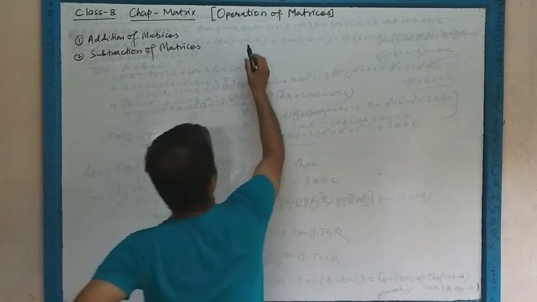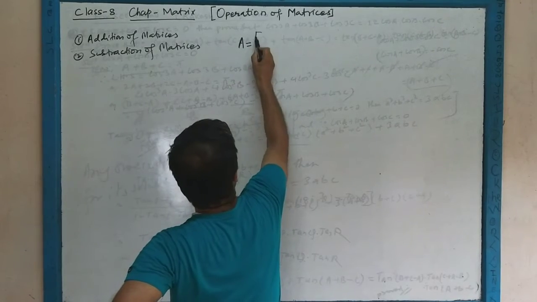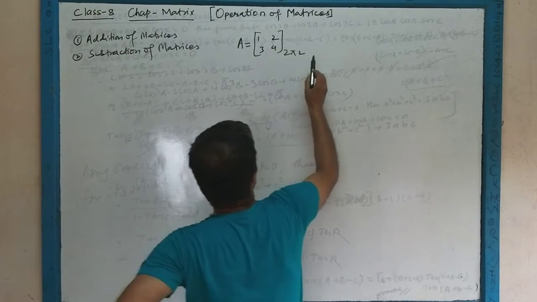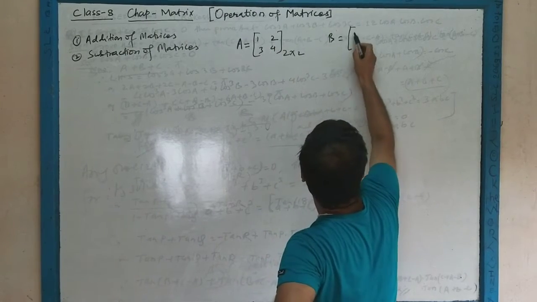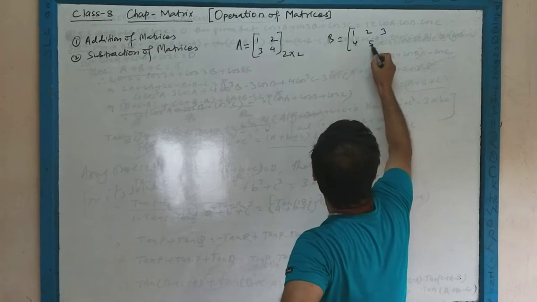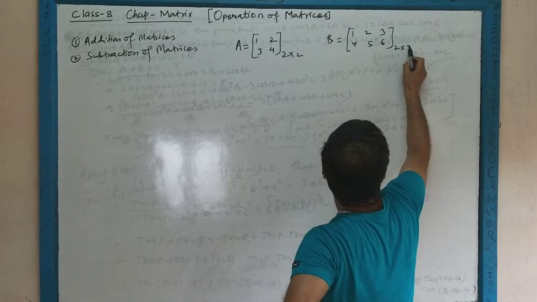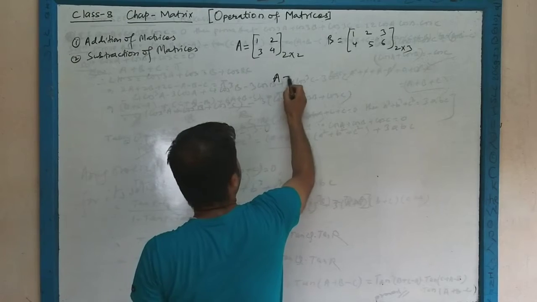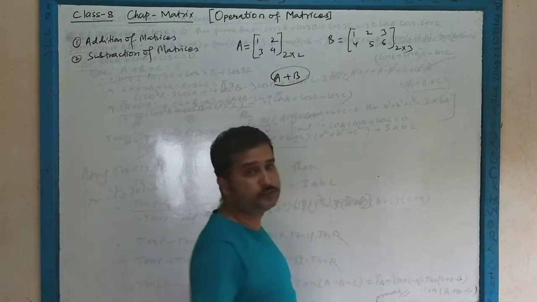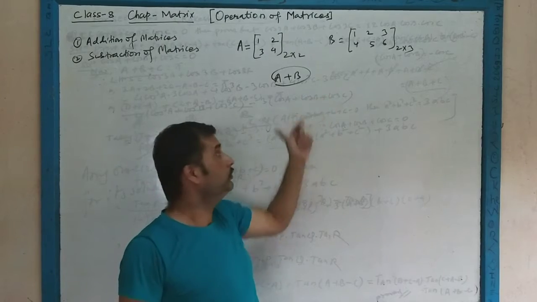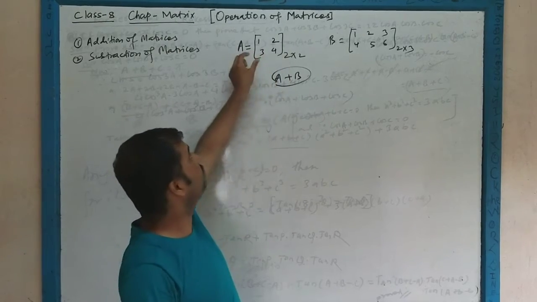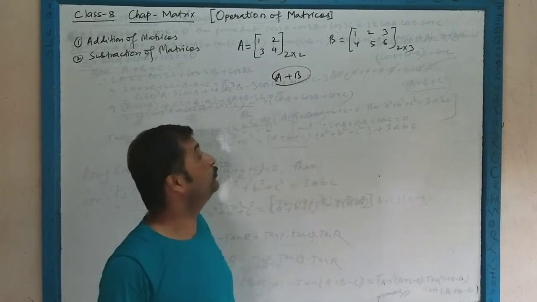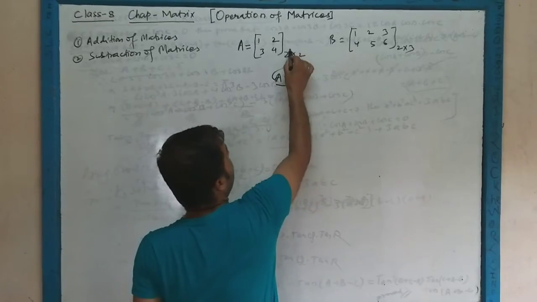If I take matrix A as 1, 2, 3, 4, its order is 2 by 2, and if I take a matrix B as 1, 2, 3, 4, 5, 6, of order 2 by 3, 2 rows, 3 columns. Can we add these two matrices A and B? Before adding or subtracting, we have to check whether it is possible. Let's see first of all the orders of these two matrices.